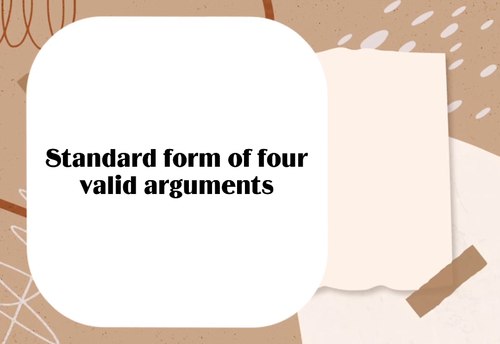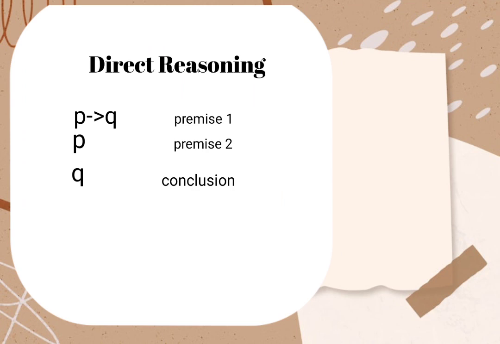For number one, we have direct reasoning. Direct reasoning ay may symbolic form na ganito. P, then Q. So, the P, then Q is the first premise. Then, the second premise is the P. So, the first premise is P, then Q. The second premise is P. Therefore, Q is the conclusion.